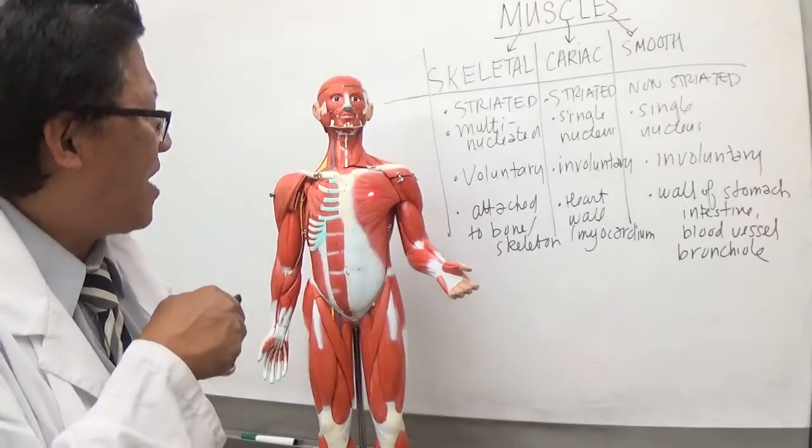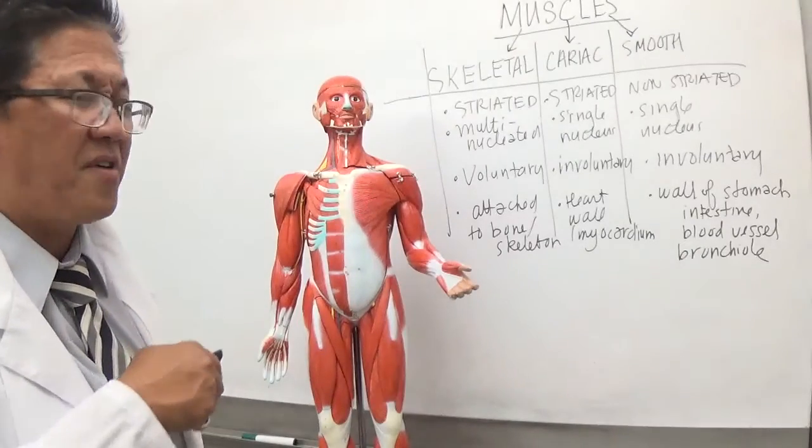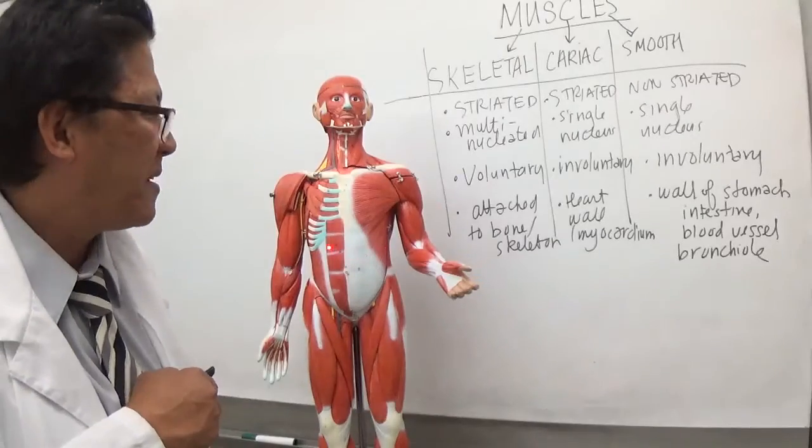Now, what about the muscle in front here? It's called the pectoralis major. So this particular muscle is found in front of your chest. Underneath that will be the pectoralis minor muscle.